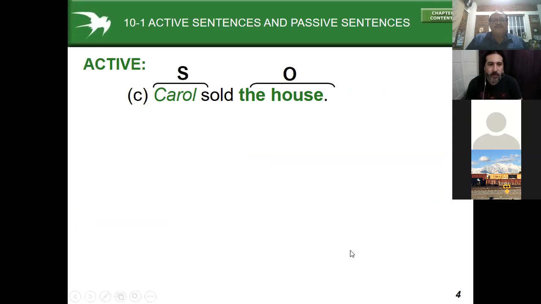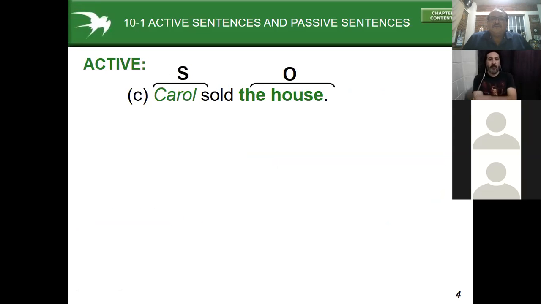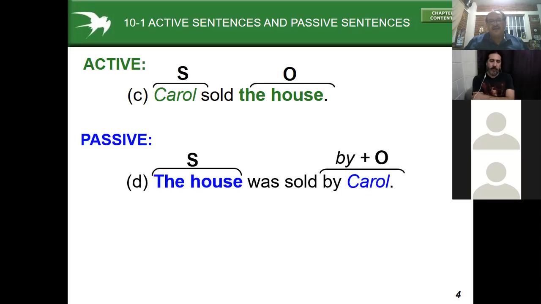Now here we have, for example, how we change. Carol is what? It's the subject. Subject, that's correct, right? Sold is the verb. In what tense? In past. And then we have the object, which is? The house. Okay, and in the passive form we have? The house was sold by Carol.